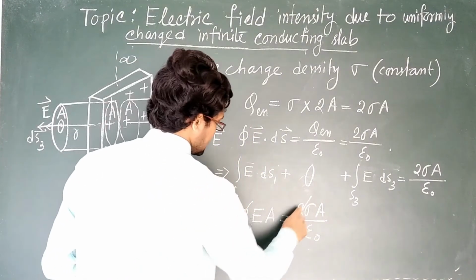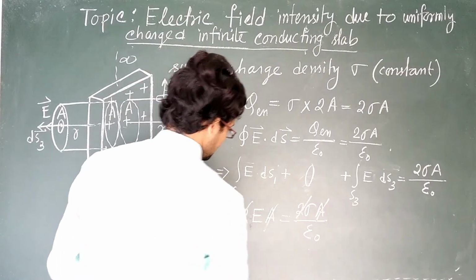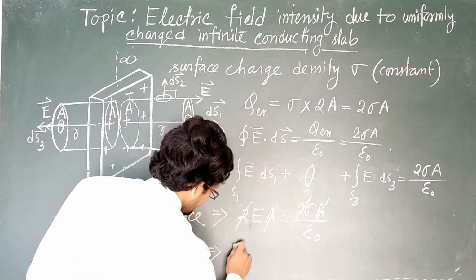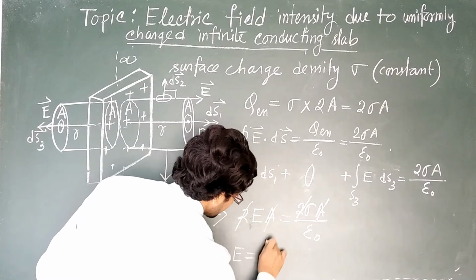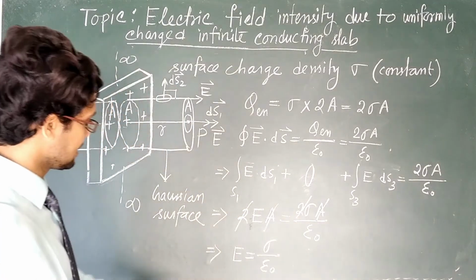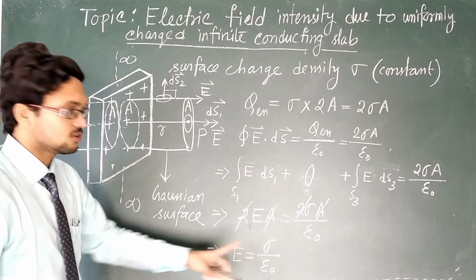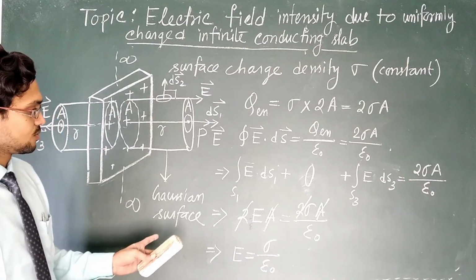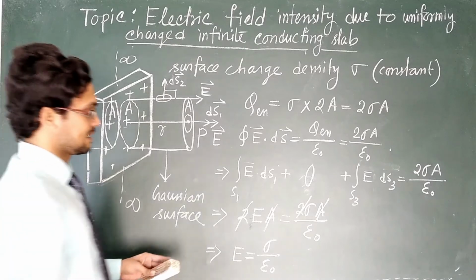Now 2 cancels out, A cancels out. So E will be sigma by epsilon 0. Okay, so this is the magnitude part only. Now we have to write it in proper form, that is vector form.